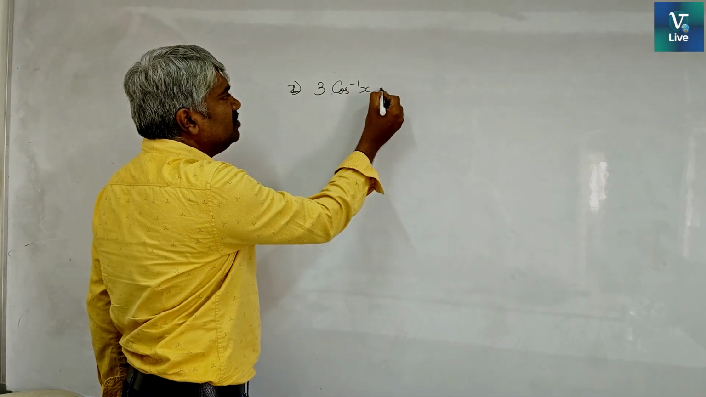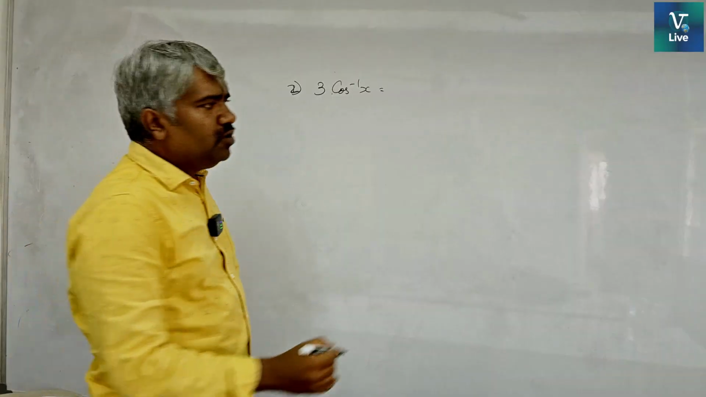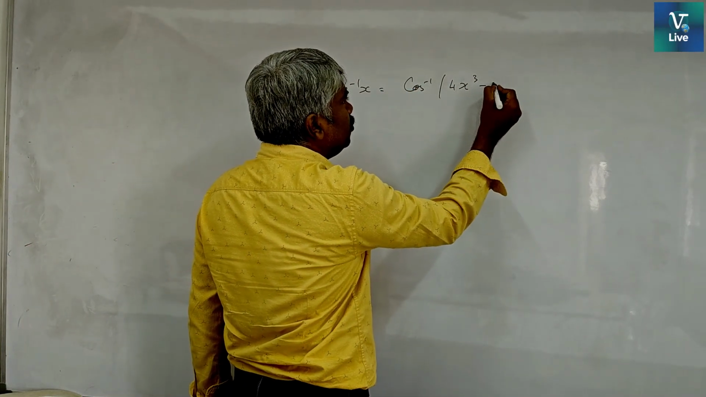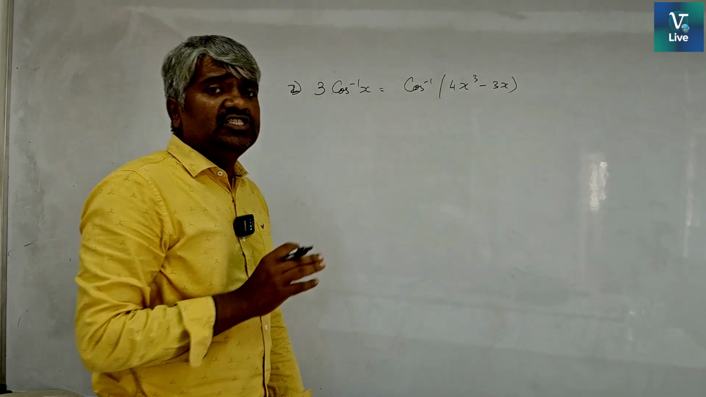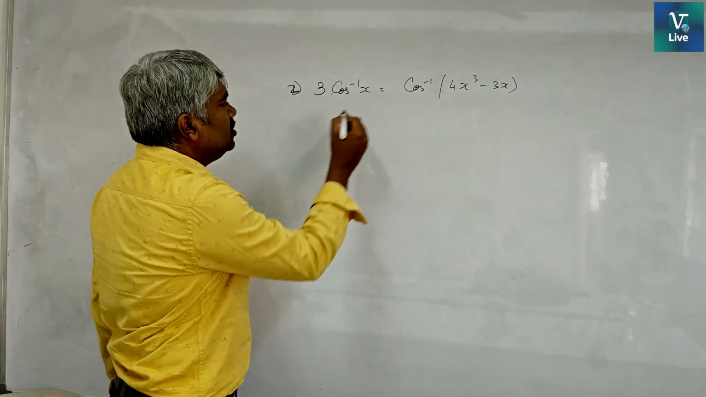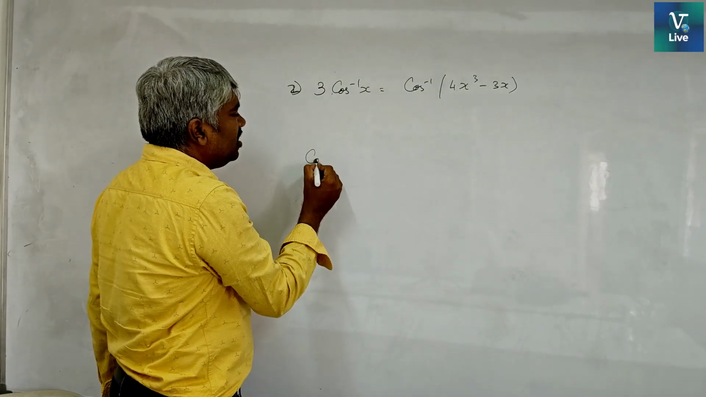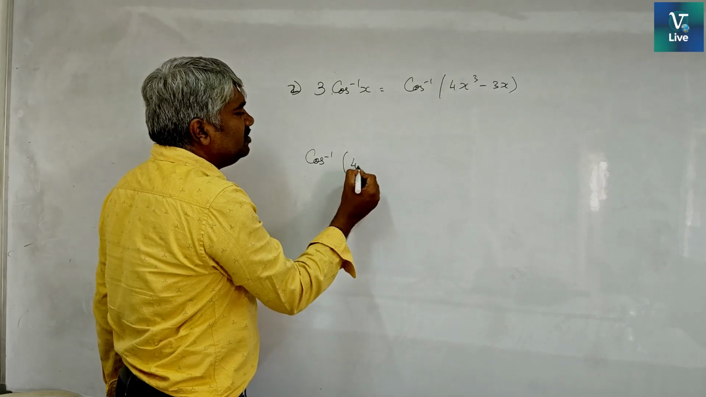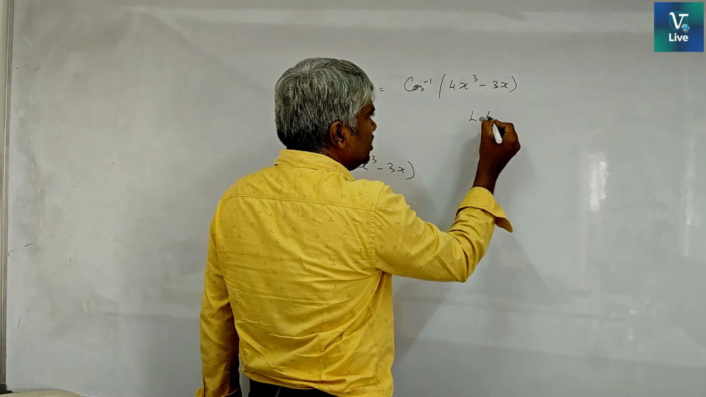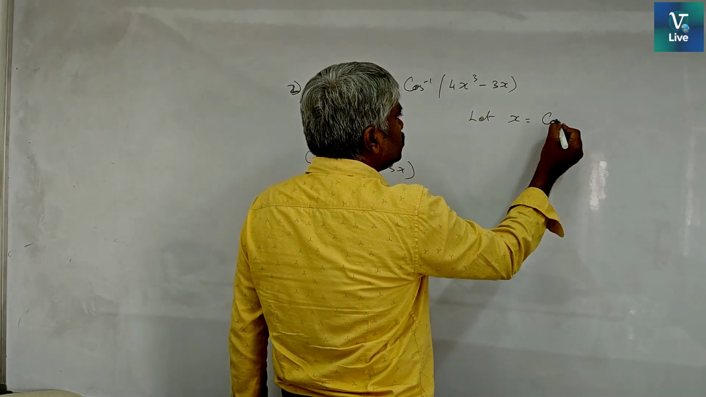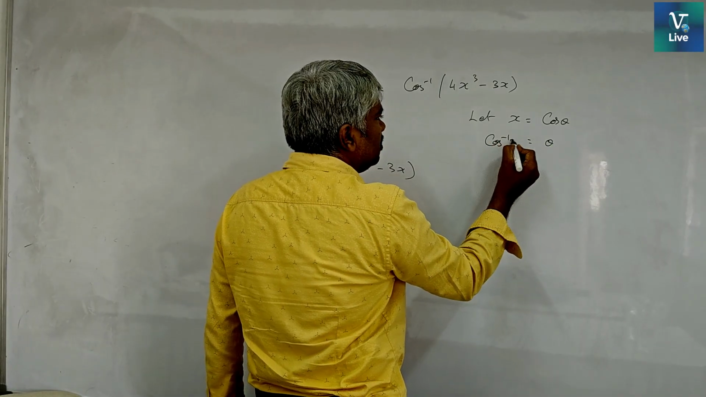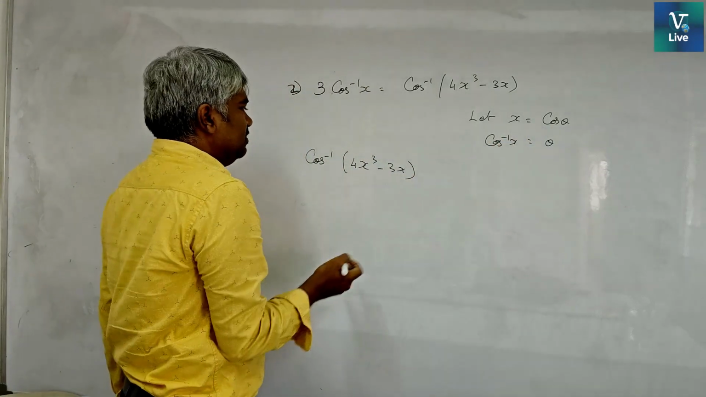3 into cos inverse of x equal to cos inverse of 4x cube minus 3x. This solution is exactly similar to what we have seen in the previous sum, right? So we'll take the right hand side, cos inverse of 4x cube minus 3x. Let us assume x is equal to cos theta, right? What is theta over here? Cos inverse of x, which will be required in the last step, right?